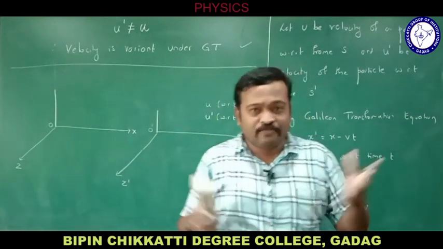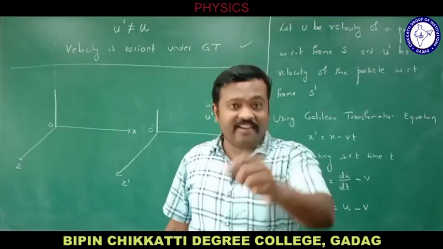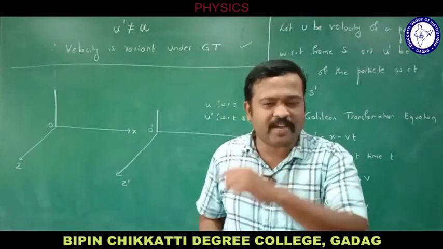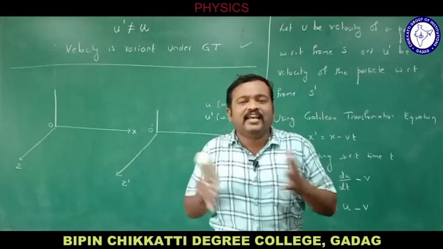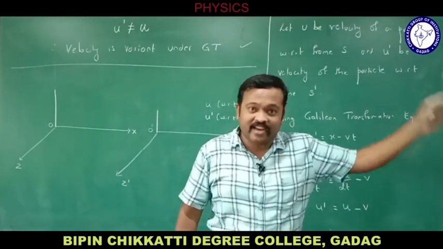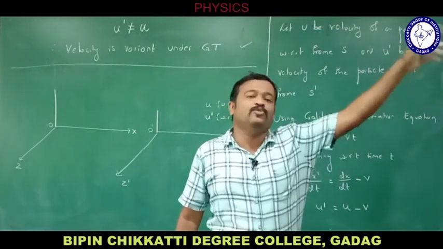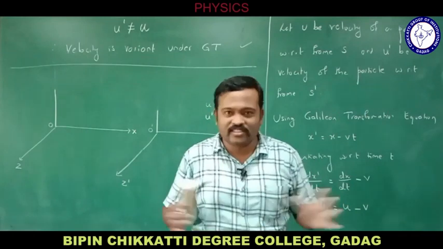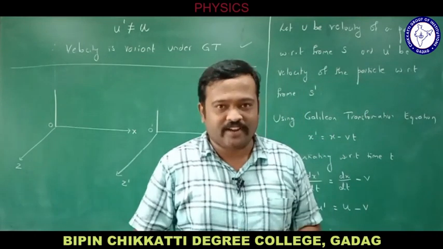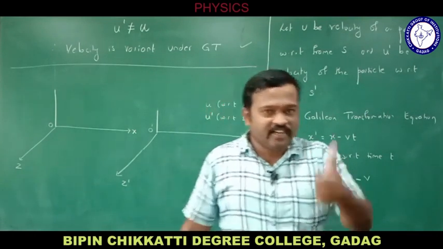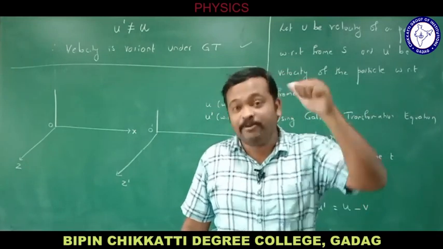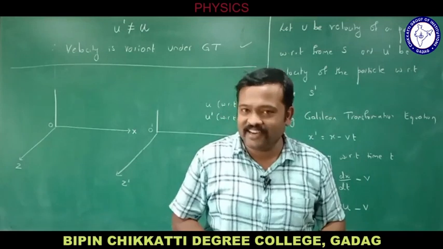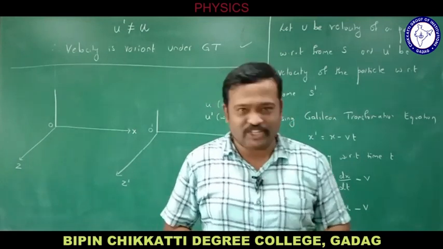So thus we proved that length is invariant and velocity is variant under Galilean transformation. The question may be asked like this: derive Galilean transformation equations and show that length is invariant, and show that velocity is variant. If the question is asked for 5 marks, this is the answer for that. Today we have learned the derivation of Galilean transformation equation and proved length is invariant and velocity is variant under Galilean transformation.